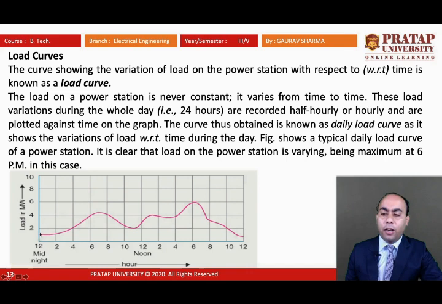At midnight there is a load of a little more than 1 megawatt, and it gradually increases. Near about 6 a.m. and up to 8 a.m. it goes high, and after that it falls. So how our load varies with respect to time is shown by the load curve in the 24-hour time slot.